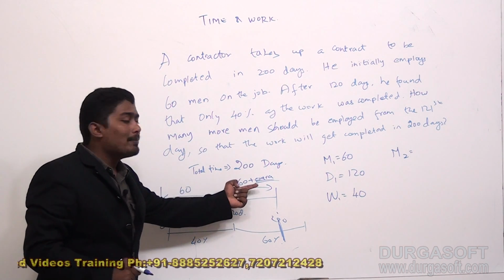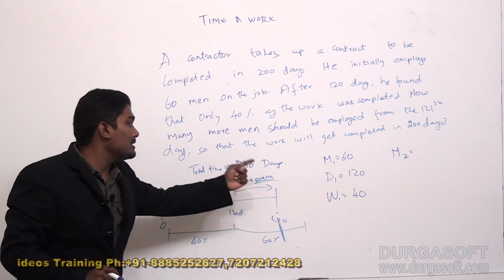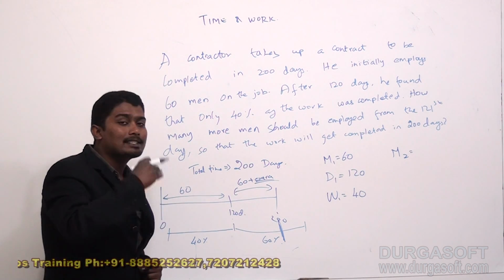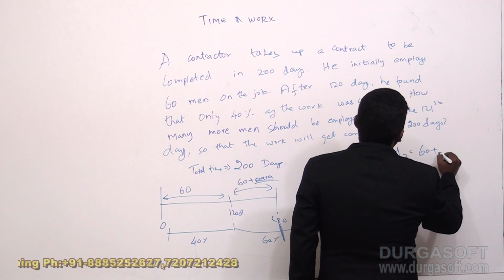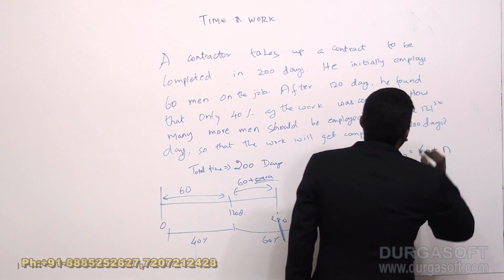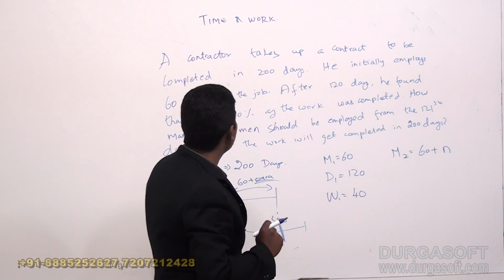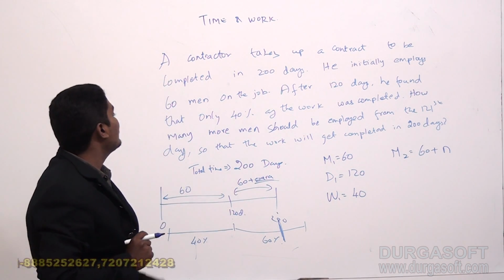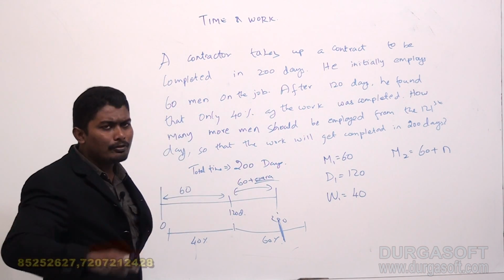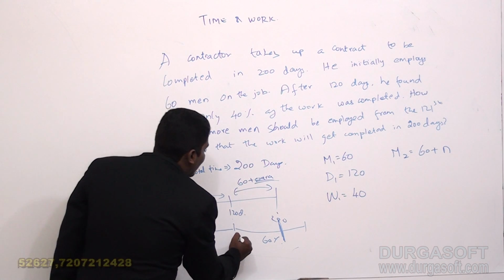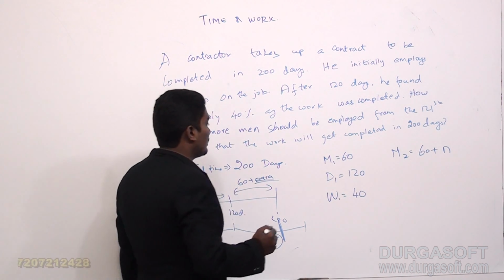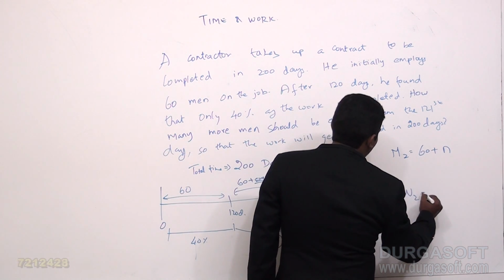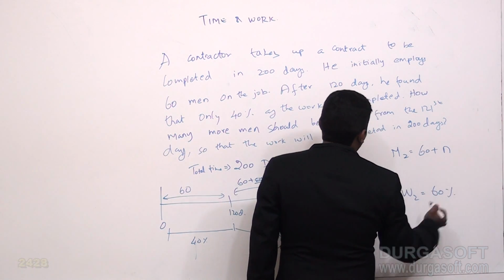So M2 I can consider as 60 plus extra number of people, we consider it as N. So M2 will be equal to 60 plus N. After 120 days, he found that 40% is completed. If 40% is completed, the remaining work will be 100 minus 40, which is 60%. The remaining work, W2, will be equal to 60%.